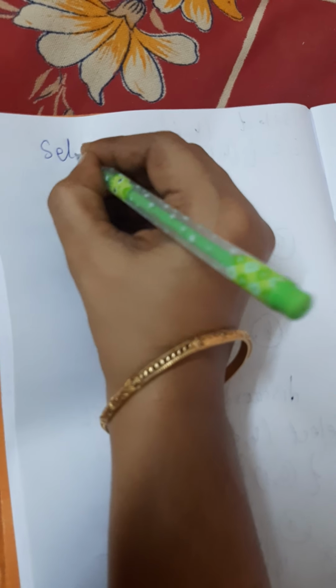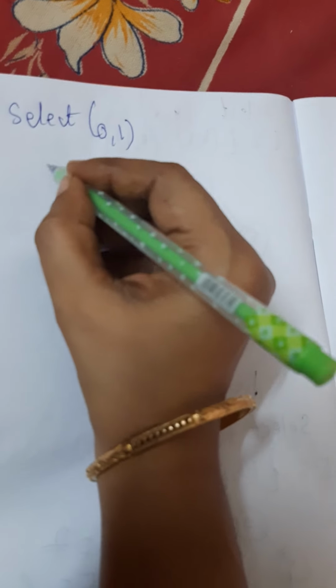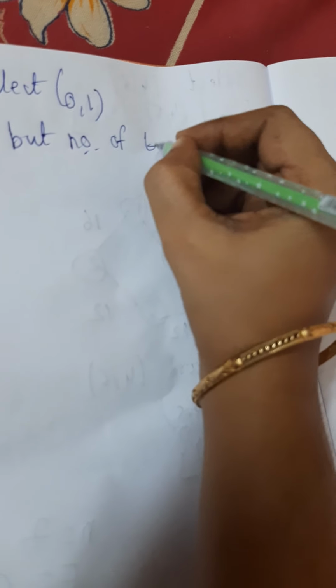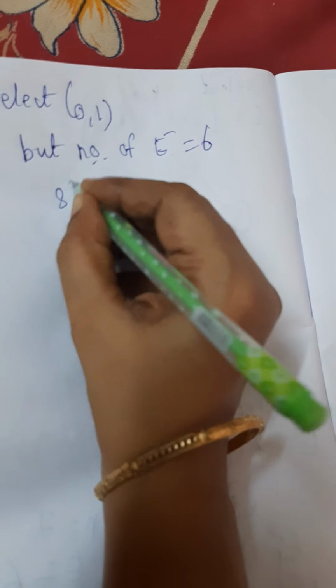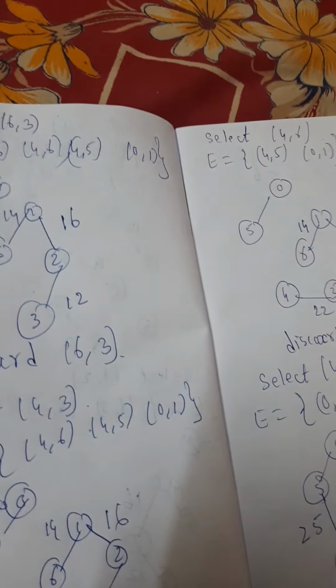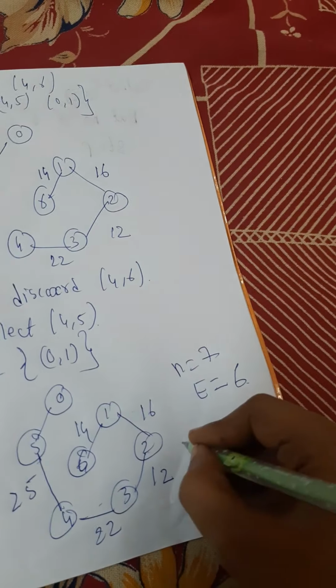Now the edge we have is 0 1. But the number of edges is becoming 6. So stop. This is what you will be doing. So this is our final figure.